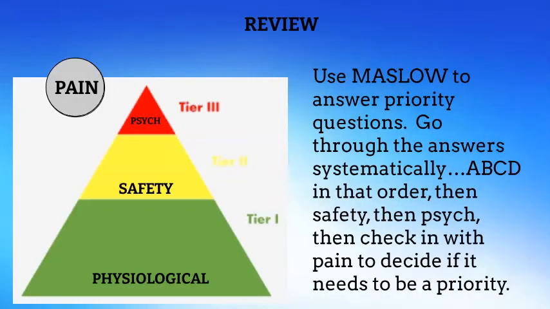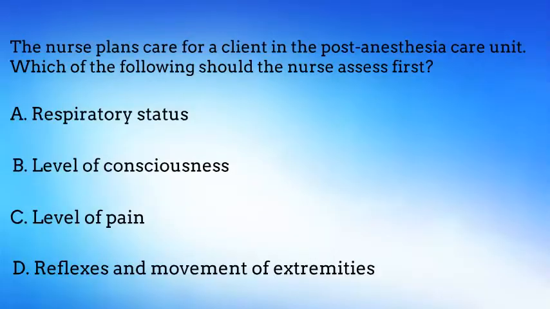So as a quick review, we are going to use Maslow to answer priority questions. Go through the answers systematically, A, B, C, D in that order, then safety, then psych, and then check in with pain to decide if it needs to be a priority. Let's go through some questions and see how we do using this method.